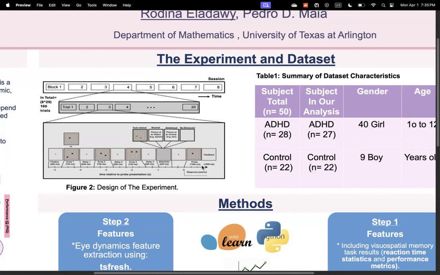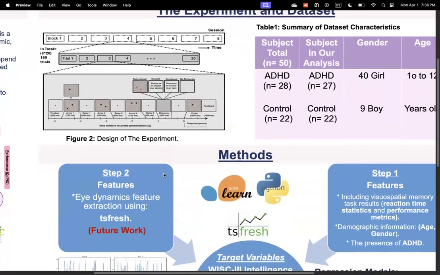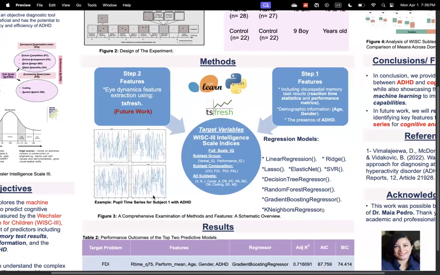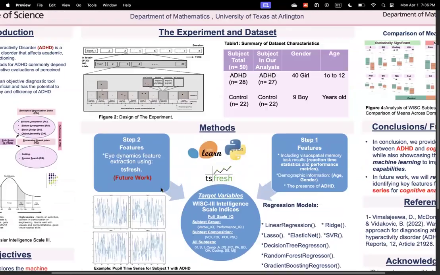The performance is about whether they answer correctly or not, and the reaction time depends on the pictures that appear in front of them on the computer: the time the picture appears, and the time they took to answer the questions. And from here, they collected the eye movement of the pupil during this experiment. As you can see here, this is the time series coming from their eye pupil.